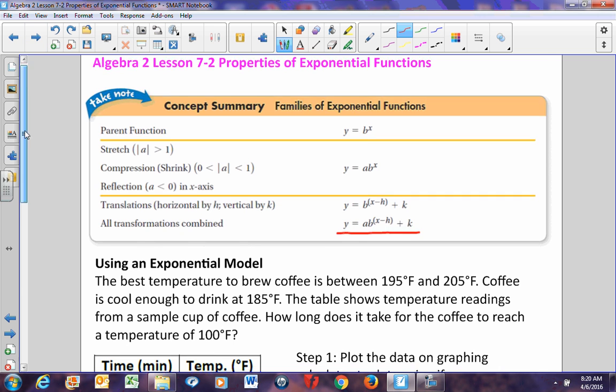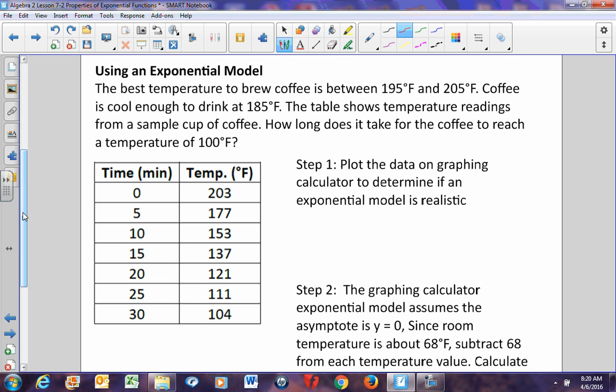How do we apply this? Well, let's take a look at something with coffee. I'm not a coffee person, so I really care less how fast coffee cools, but some people really do want to know this. The best temperature to brew coffee is between 195 and 205 degrees Fahrenheit. Lower than that, you don't extract as much flavor from the beans. Higher than that, you burn the beans. Coffee is cool enough to drink at 185 degrees Fahrenheit. That's still hot, but some people like their coffee really hot. The table below shows the temperature readings from a sample cup of coffee. How long does it take for the coffee to reach a temperature of 100 degrees Fahrenheit?